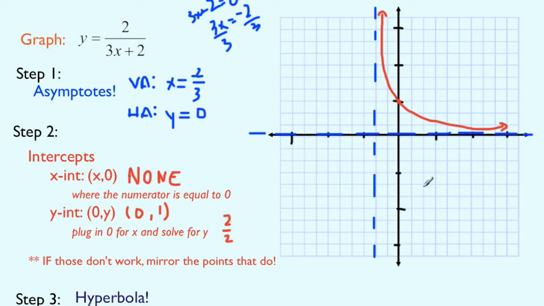Then we'll mirror this point right here. It's 2/3 from this asymptote. So let's go 2/3 from that asymptote, but from the center. It's up 1, and in this case I'm going to go down 1, and I know it should look about the same, like right there. And there is my hyperbola.